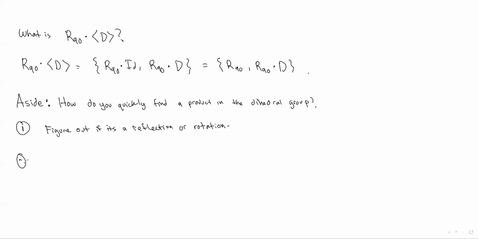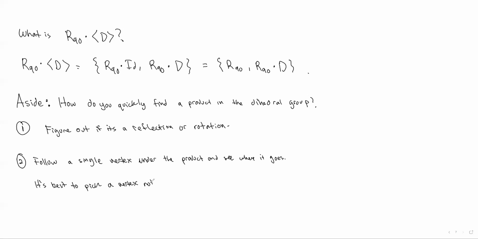And then step 2 is follow a single vertex. So this isn't that efficient, but it's more efficient than following every vertex. So just figure out if it's a reflection or rotation, and then follow a single vertex under the product and see where it goes. And it's best to pick a vertex that's fixed by some reflections. So then you have to do less work.